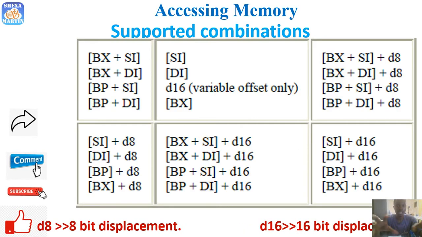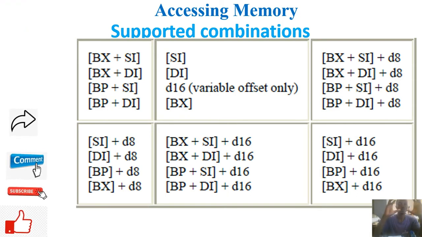Right, so now here are the combinations. BX cannot work with BP. SI cannot work with DI. If you see yourself doing that, then you must know that you are making a mistake, or you are doing the wrong thing.